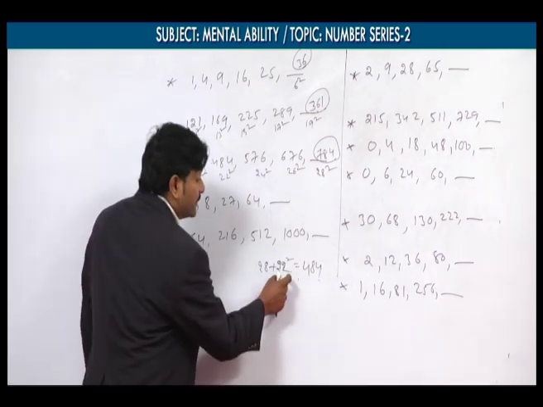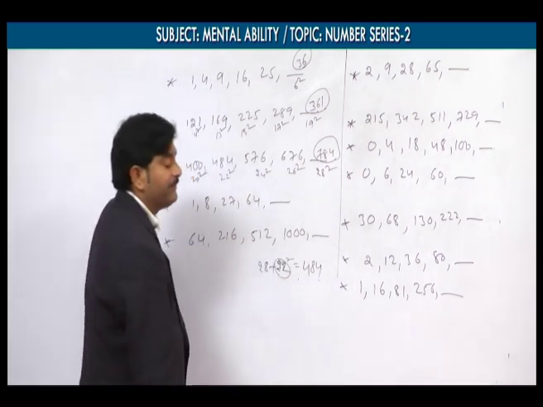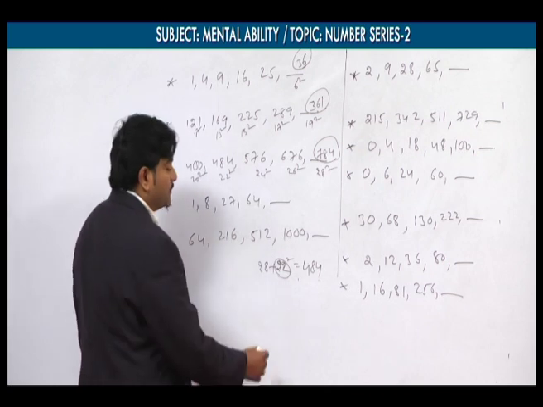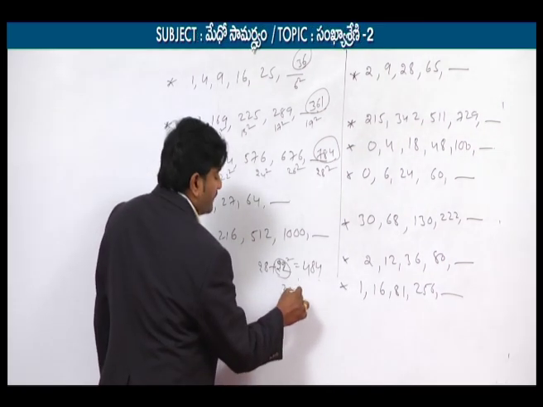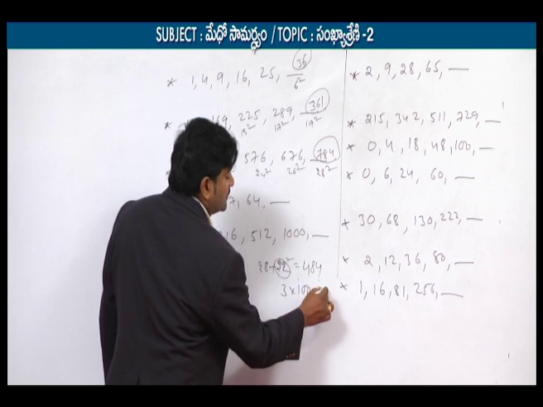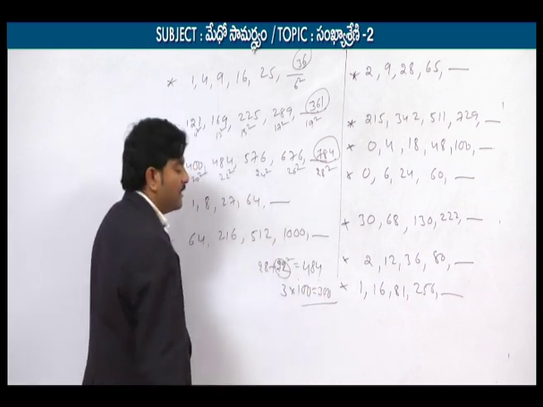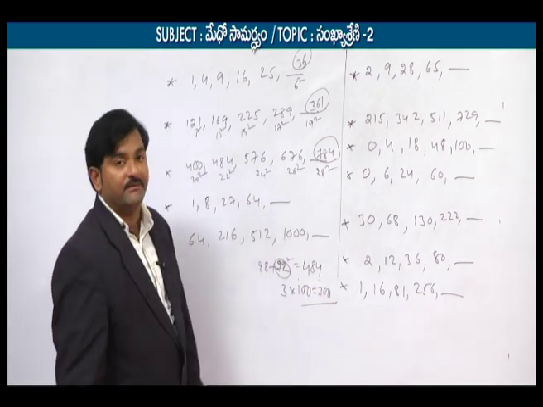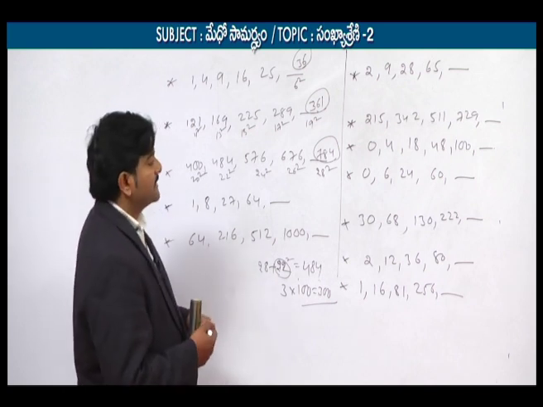Okay. How much we need to add to get 25? For 22, 22 plus 3 is 25. That's why 3 into 100 is equal to 300. 484 plus 300, how much are you getting? 784. That is the square of 28, 784.